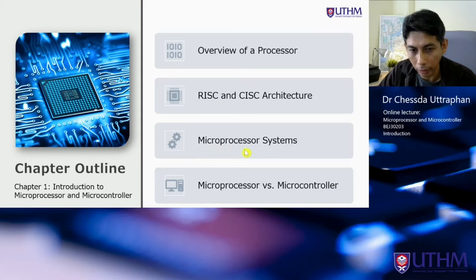Next, we will look at the microprocessor system. All right, so what is the component that you need to have in order to make a microprocessor system? And the last one will be the microprocessor versus microcontroller. What are the differences between these two? We have microprocessor and microcontroller. What is the difference? Okay, so the first one will be processor overview.